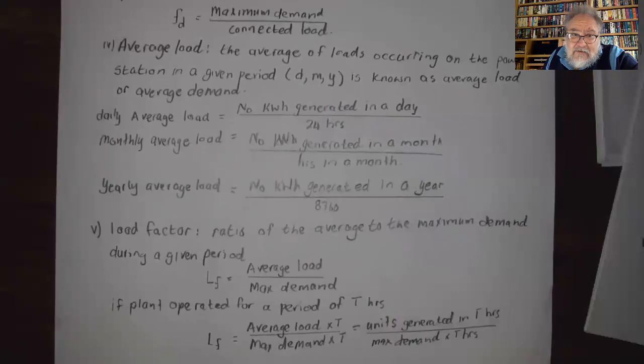Now, if a plant is operated for a period of T hours, our load factor is the average demand times the time, divided by the maximum demand times the time. So that means it's the units generated in T hours divided by the maximum demand times T hours.